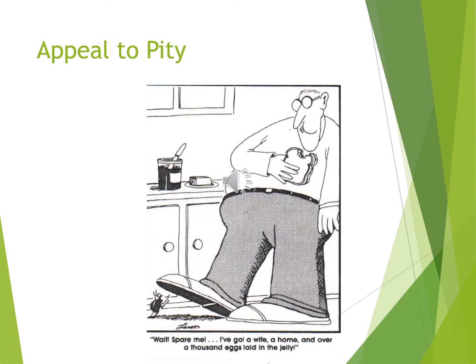So our first fallacy in this category is the appeal to pity. And we're going to look at the general nature of this fallacy, and I'll give you some examples, and after we do so, you could perhaps come back to this little cartoon here and see why it's committing the fallacy of the appeal to pity.